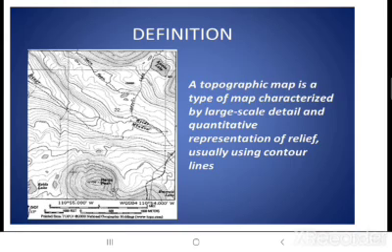They represent the relief features using the contour lines. I hope till here it's clear to you.